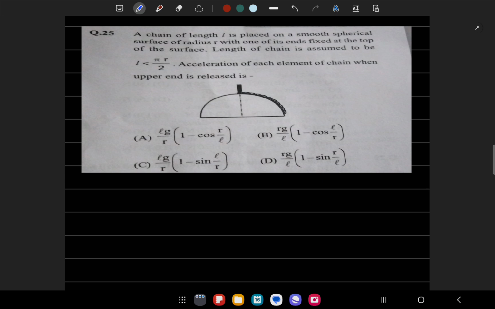One thing we will notice here is that the circumference of a circle is 2 pi r, so the circumference of a semicircle will be pi r and the perimeter of a quadrant will be pi r by 2. The length of the rope is smaller than this part, so it is not touching the ground here.